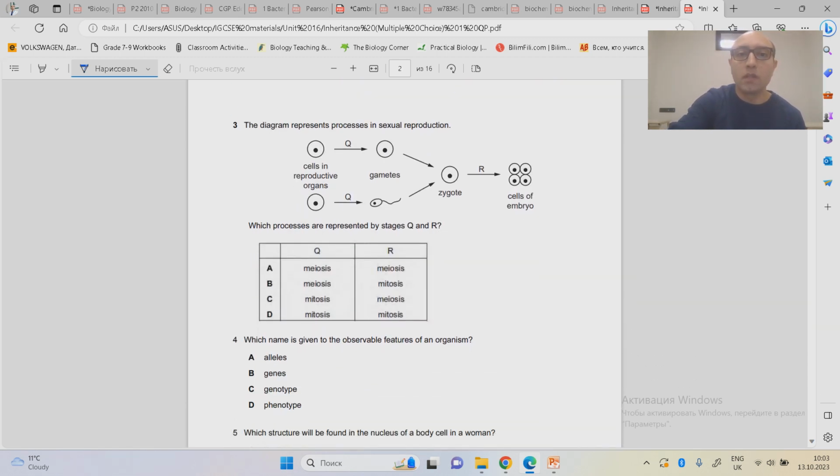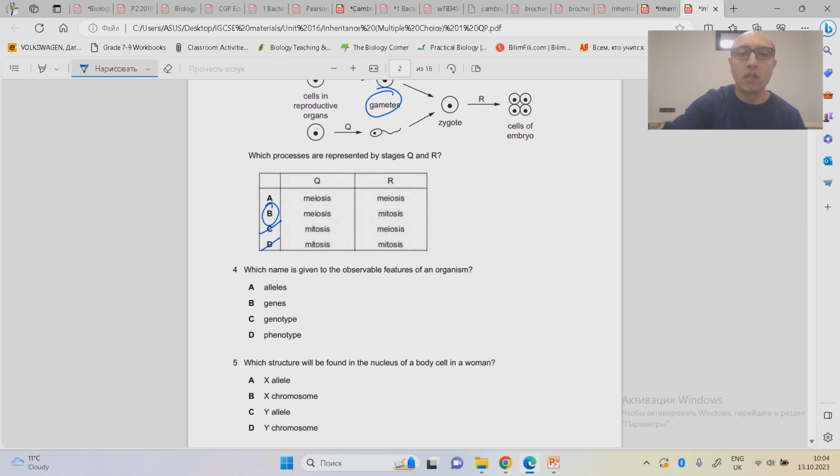Third question, sex reproduction, which processes are represented by stages Q and R? As you see, Q creates gametes. You know the gametes are made by meiosis. So Q will be meiosis. You are eliminating C and D. And the zygote goes to the mitosis to make cells of an embryo. So it is mitosis. It is B.